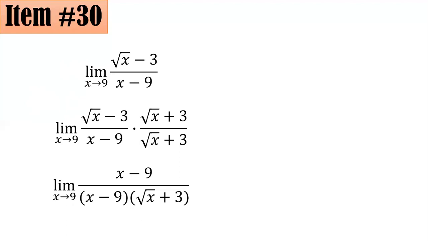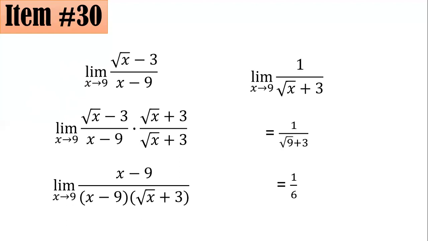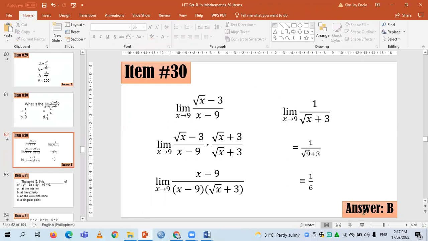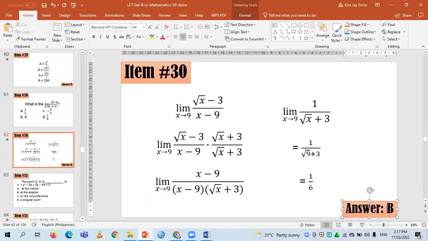Dividing both numerator and denominator by x minus 9, you get the limit of 1 over the square root of x plus 3. And now, as x approaches 9, we will substitute x by 9, and we will get 1 over the square root of 9 plus 3. Square root of 9 is 3. So the denominator becomes 3 plus 3, which is 6. Hence, it's 1/6. And that is letter A. I hope you got letter A as well.